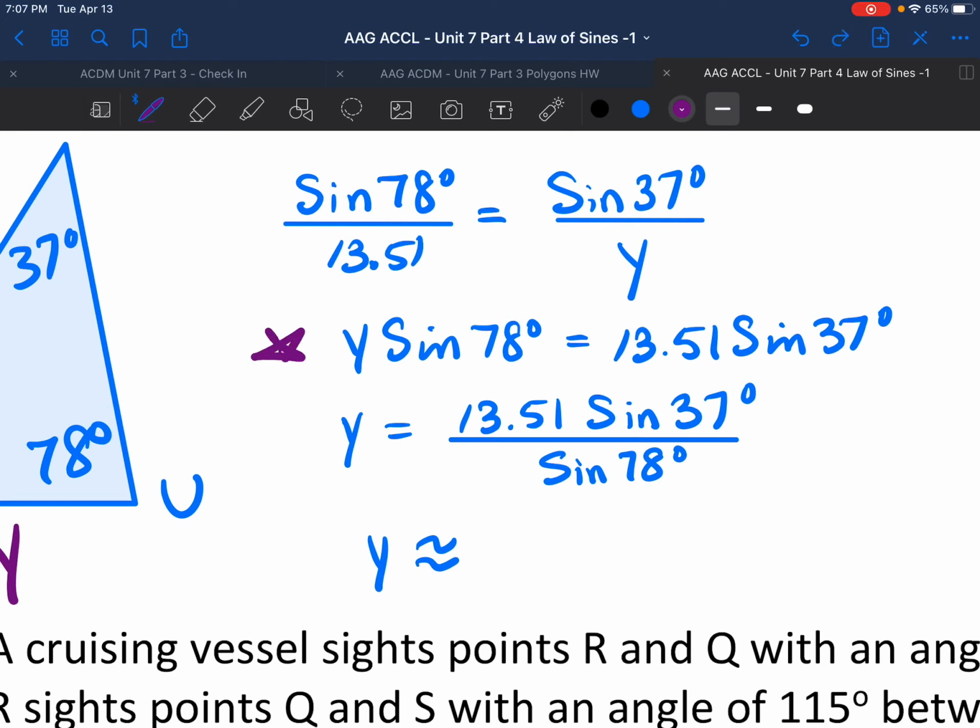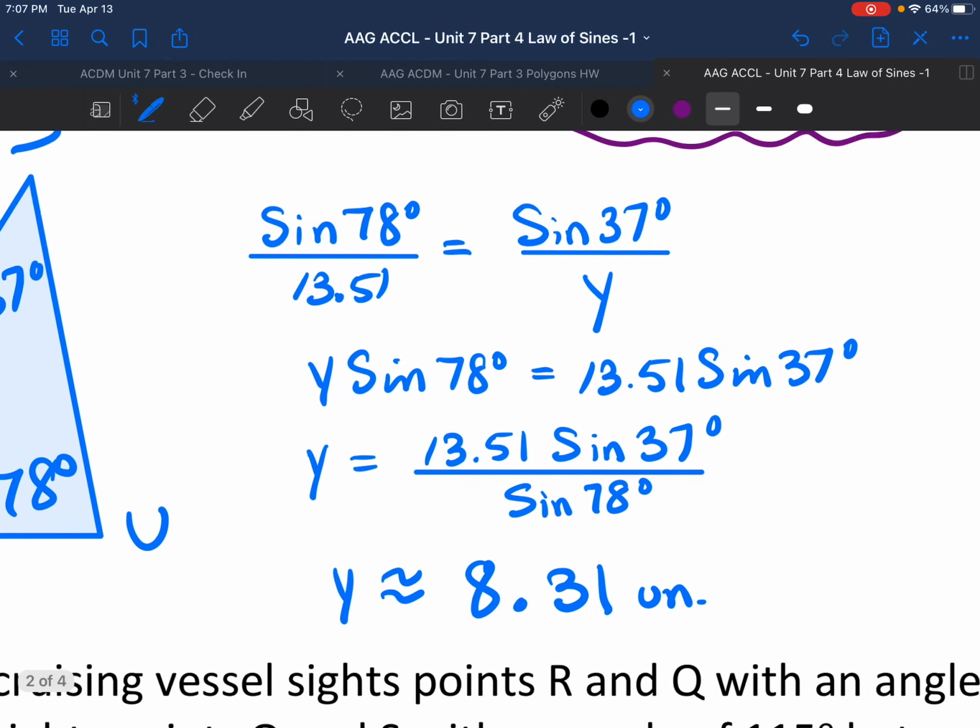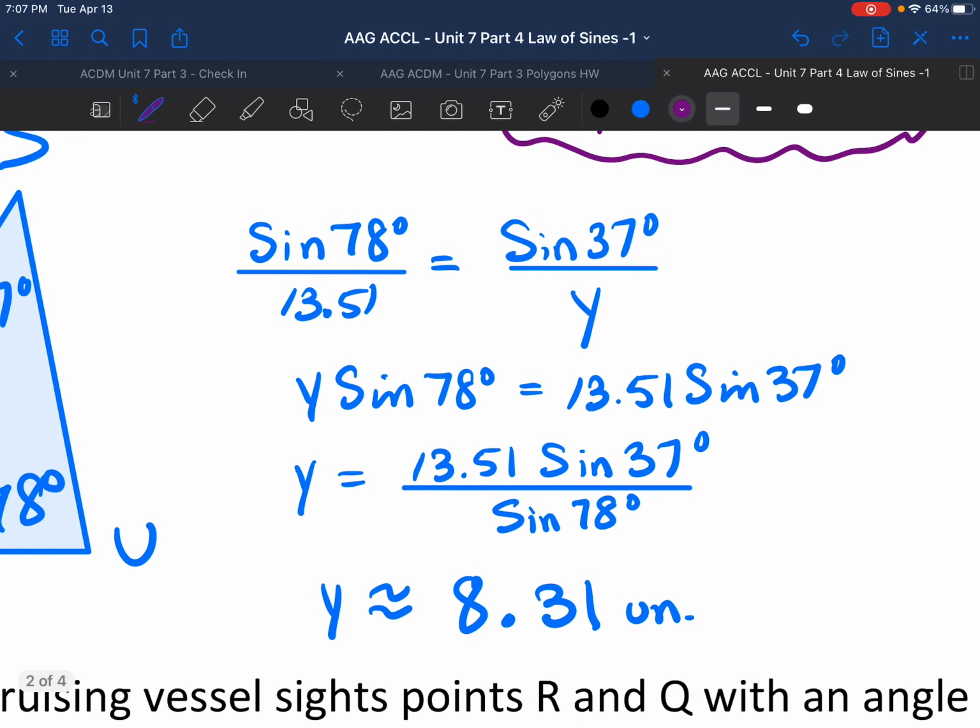I'm going to cross multiply to get my second line. And then what I'm going to do is divide by the sine of 78 to get my fraction. From there, it's all calculator work. After typing in the calculator, I'm getting approximately 8.31. All right, and that's going to be units because they didn't give us anything, and we have concluded this question.